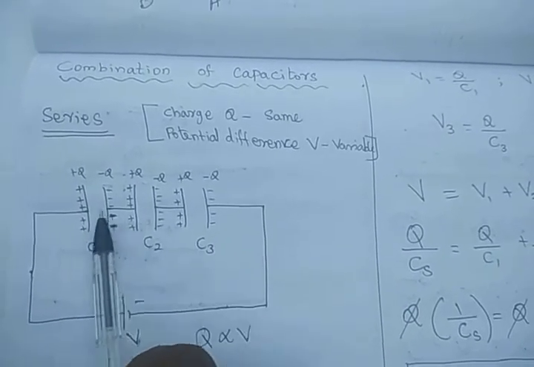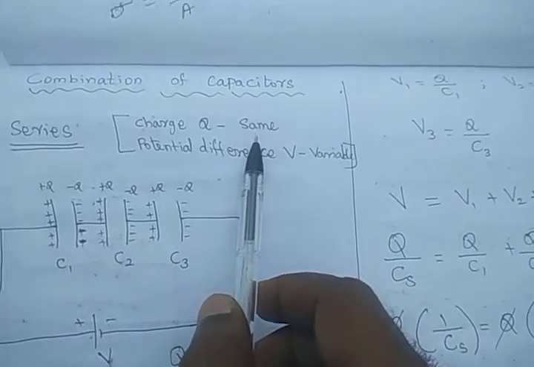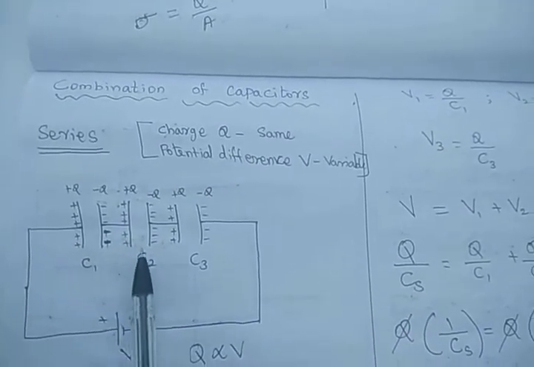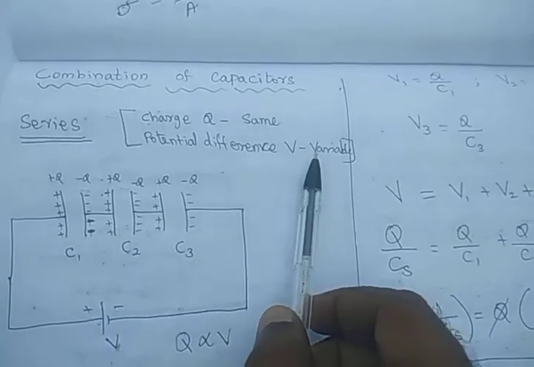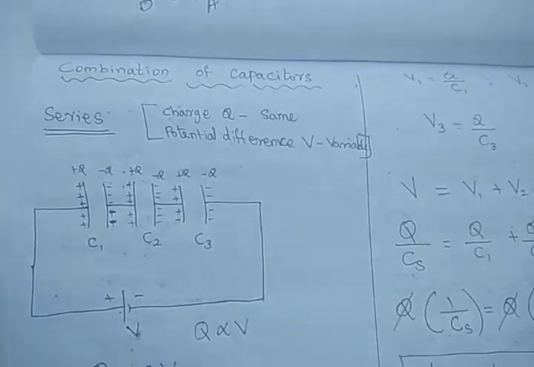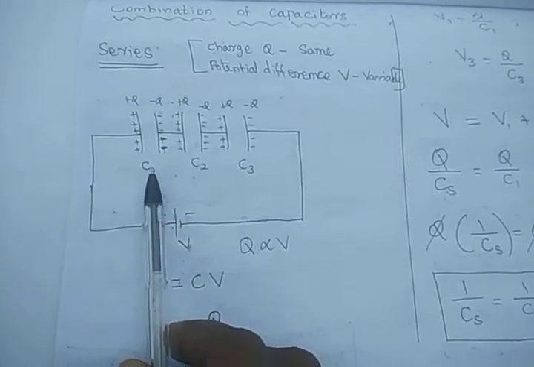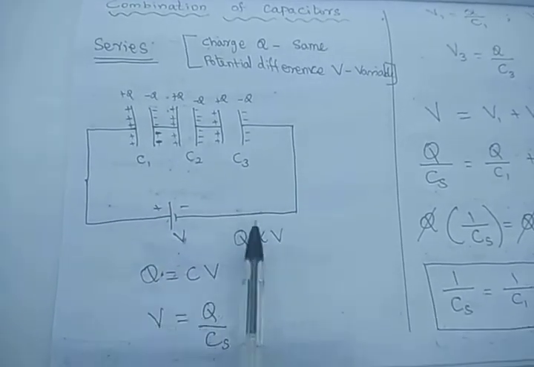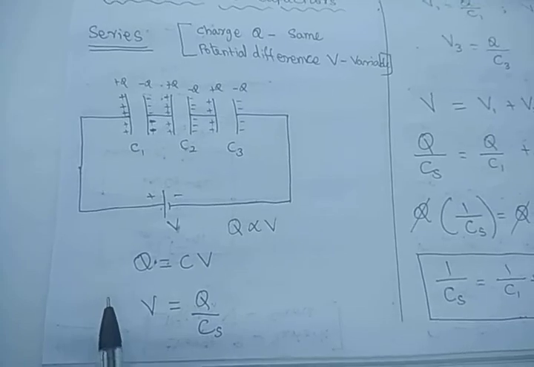So the charge on each capacitor is the same, but the potential difference on each capacitor will differ. This is for the series connection, and we should keep it in mind. So let us see the three capacitors C1, C2 and C3 as shown in the diagram, connected in series.